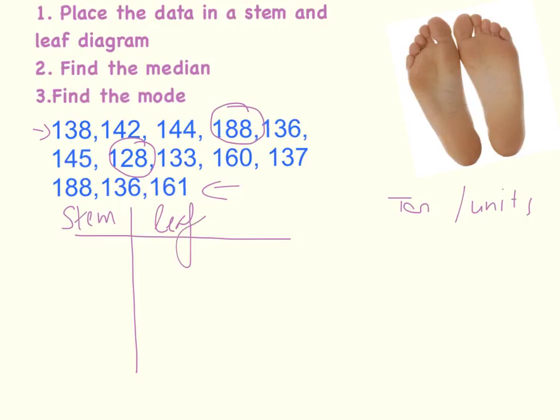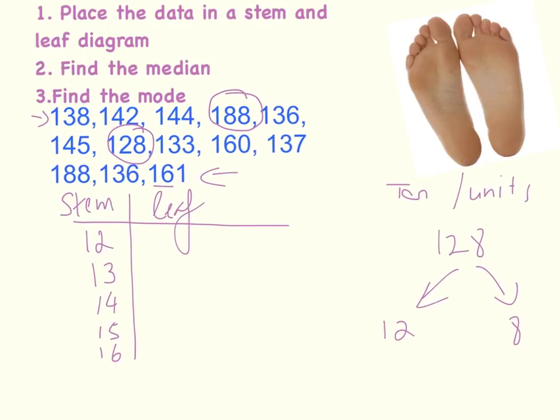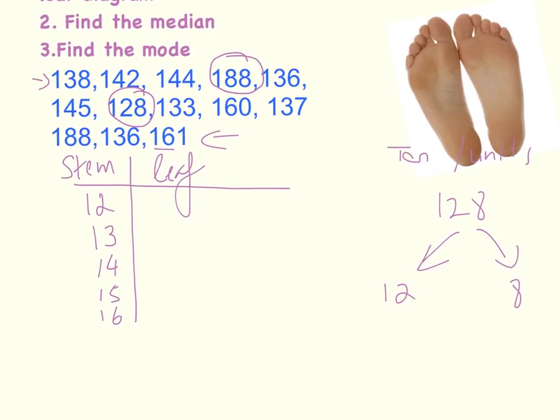Now, as they have three digits, we need to be wary that our stem is going to have two digits in this case. We're going to start with the smallest, 128, which has a stem of 12 and a leaf of 8, and we're going to place that here. So we have 12. The next one would be 13, 14, 15, and all up to 16, then 17 and 18.